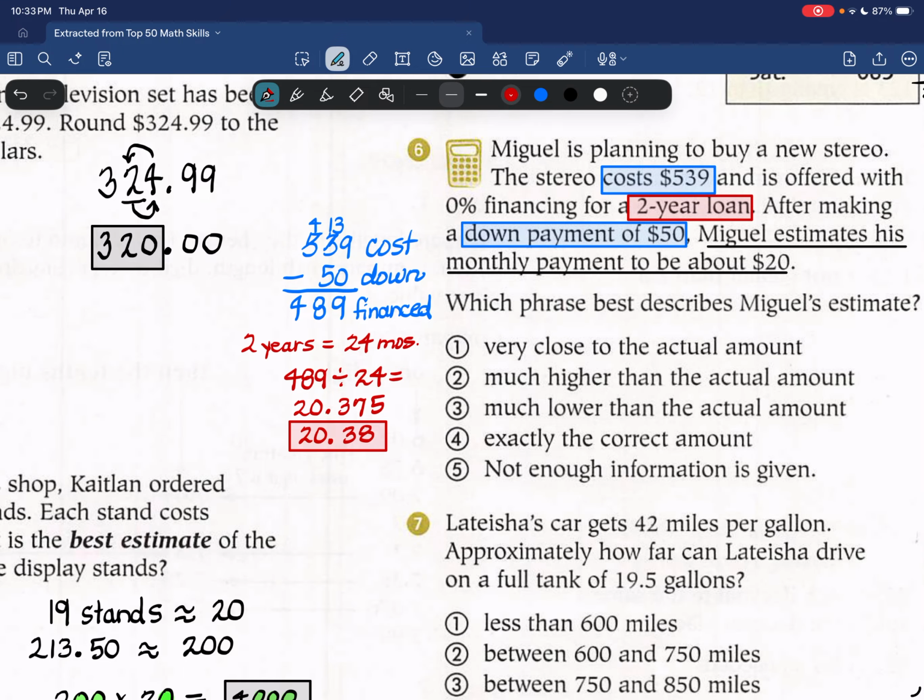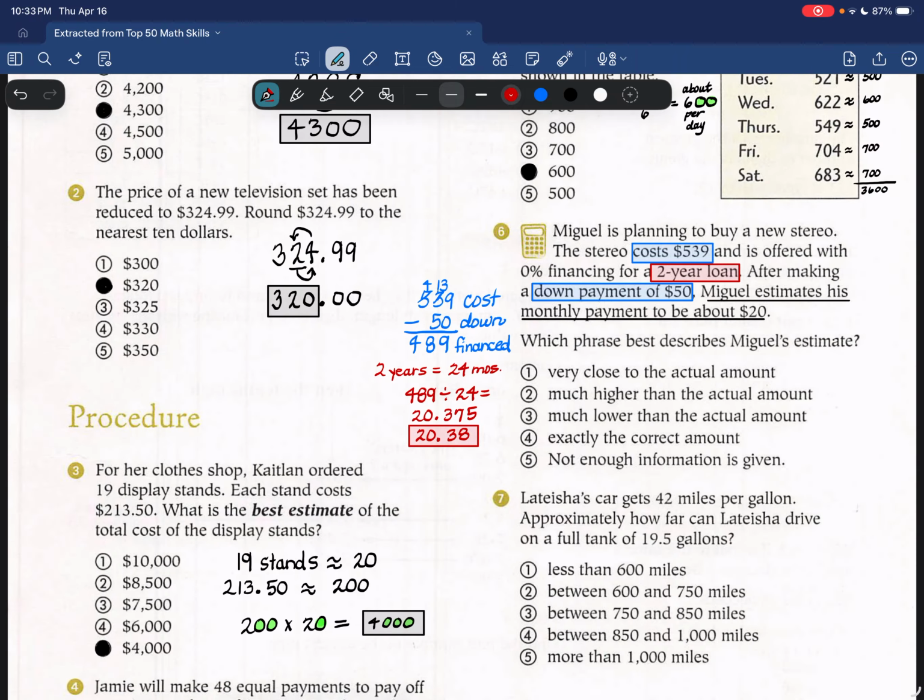Okay, Miguel estimated $20. So Miguel was close. It was not exactly the correct amount, so we can eliminate option 4. Not enough information is given. I can eliminate that one because it was given. Much higher than the actual amount, that is not true. Much lower than the actual amount, that is not true. Miguel's estimate was very close to the real payment. Miguel knew what he was doing when he estimated.